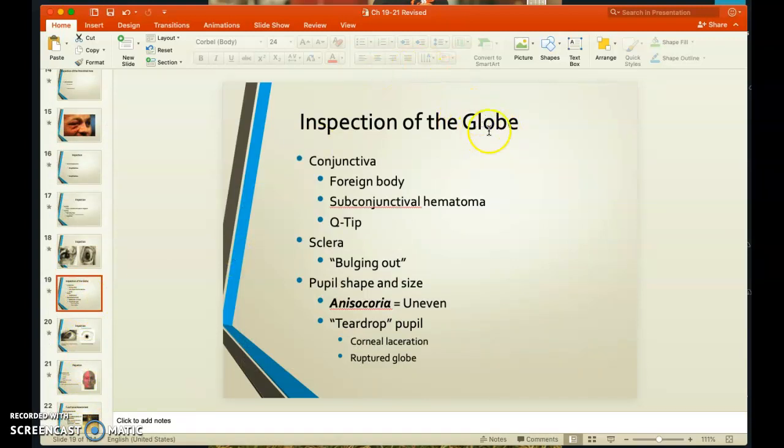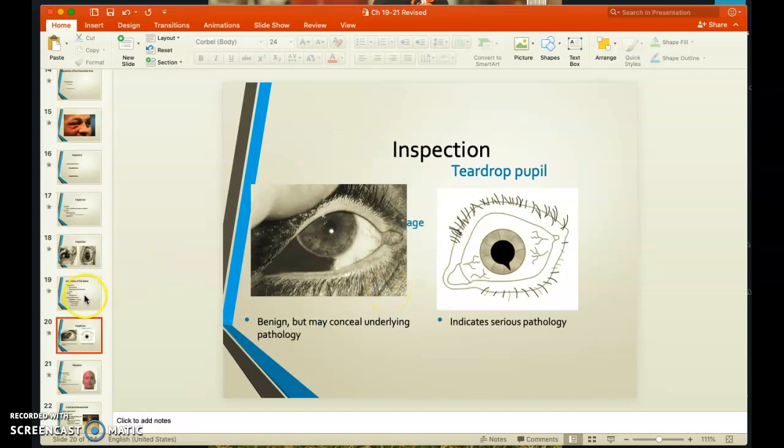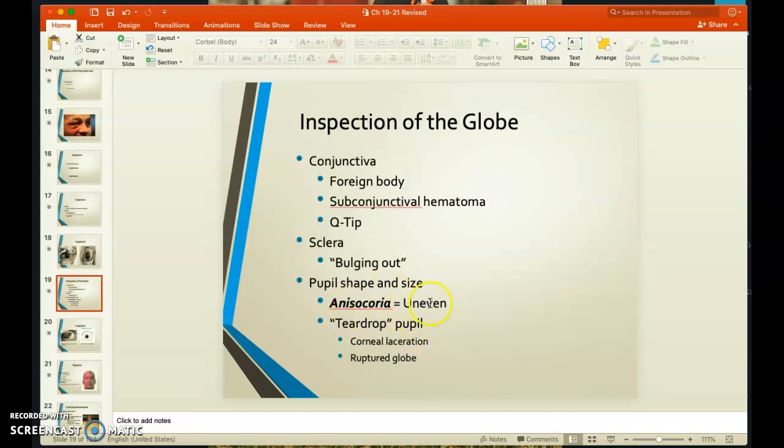The globe itself, the eyeball. Things we want to look for, the conjunctiva, foreign body, you might see some dirt, some dust. A very common one, think about the football field, and those little black turf chunks can get in there. You can actually get a bruising or bleeding on the eye. That's a subconjunctival hematoma. If you can see things on the eye, for example that rubber chunk, you can try and get a Q-tip to remove that. Other things to look for with the globe itself, anisocoria is uneven pupils, or a teardrop pupil can indicate a ruptured globe.